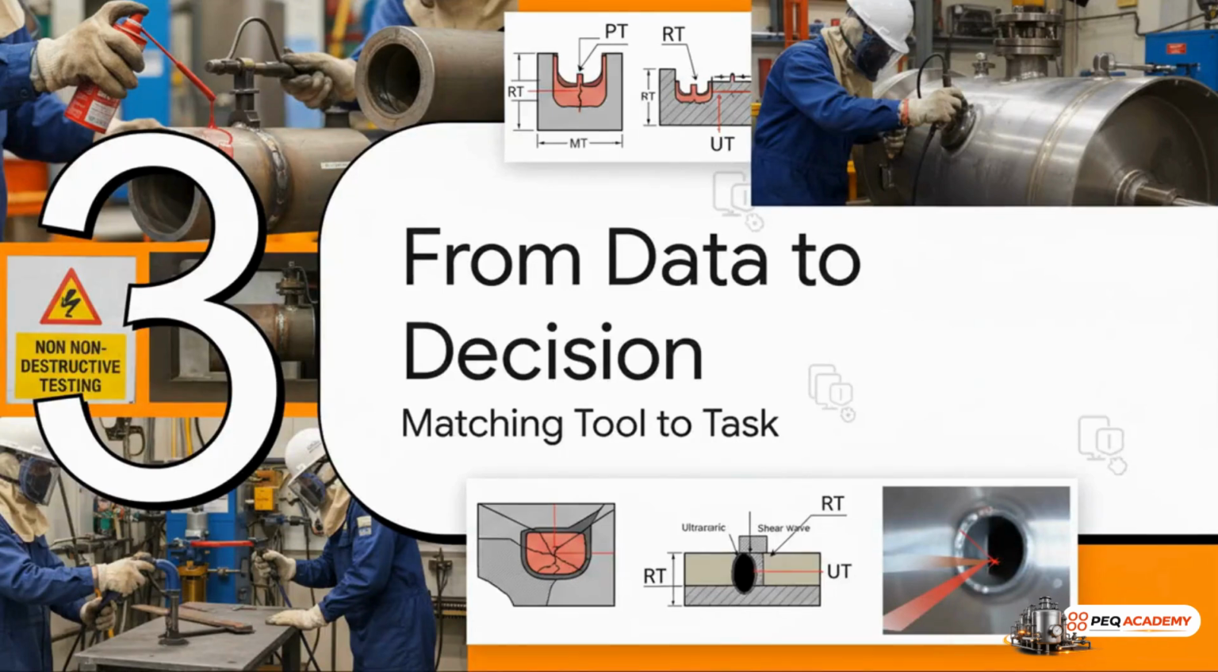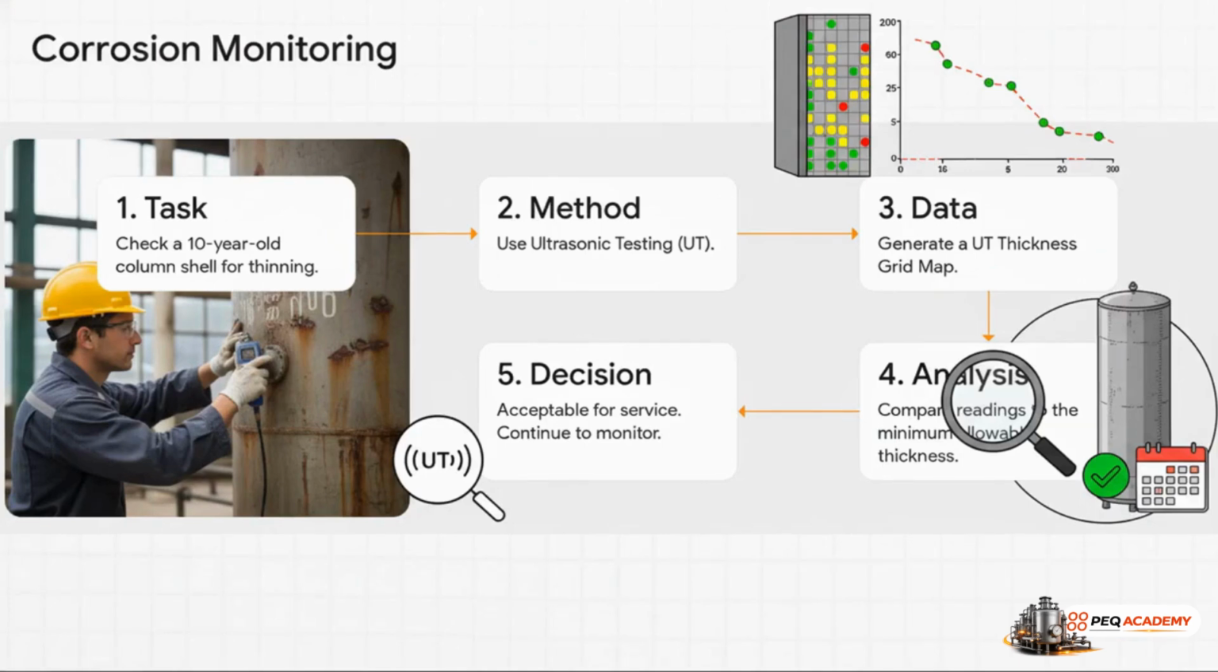Okay, so we've got this cool toolkit, but how does this all fit together in the real world? See, knowing about these methods is one thing, but knowing which tool to grab for which job, and then what to actually do with the results, that's the engineering part. Let's walk through a classic scenario. Checking a 10-year-old column for thinning. The task is clear. The method has to be UT, right?